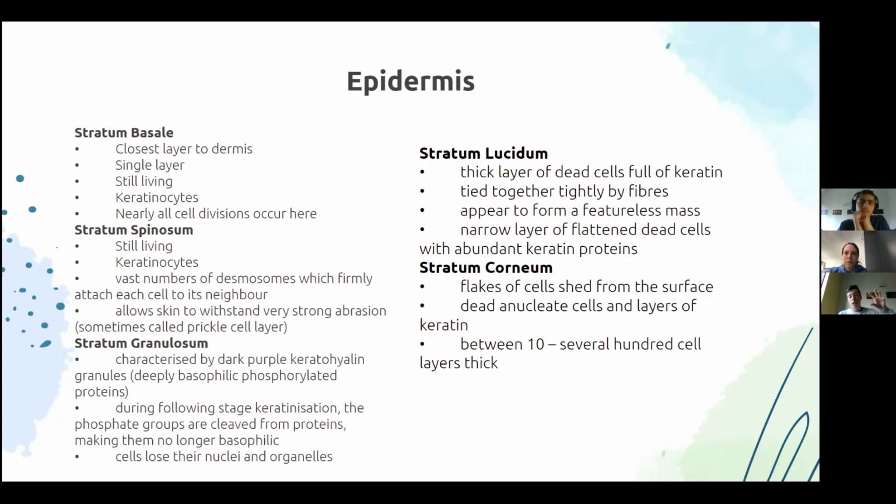Then above the granulosum, you've got the lucidum. This is the thick layer of dead cells full of keratin, tied together by fibers, a formless, featureless mass. They're all flattened dead cells with heaps of keratin in them. Then you've got the corneum, which is right on the top. This is just flakes of cells shed from the surface: dead cells, layers and layers of keratin. It can be between about 10 layers deep or several hundred cell layers thick.